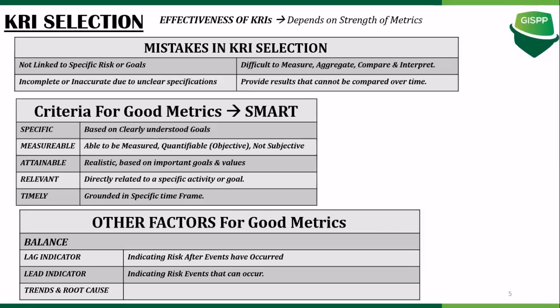So the first thing is that whatever KRIs you are selecting, they need to be tied to your goal. The second thing is that they should be easy to measure and aggregate. And one thing you need to keep in view, as I mentioned, is that anything left to human intervention is likely to be tampered with over the passage of time, and you may observe a slack in its aggregation and measurement.